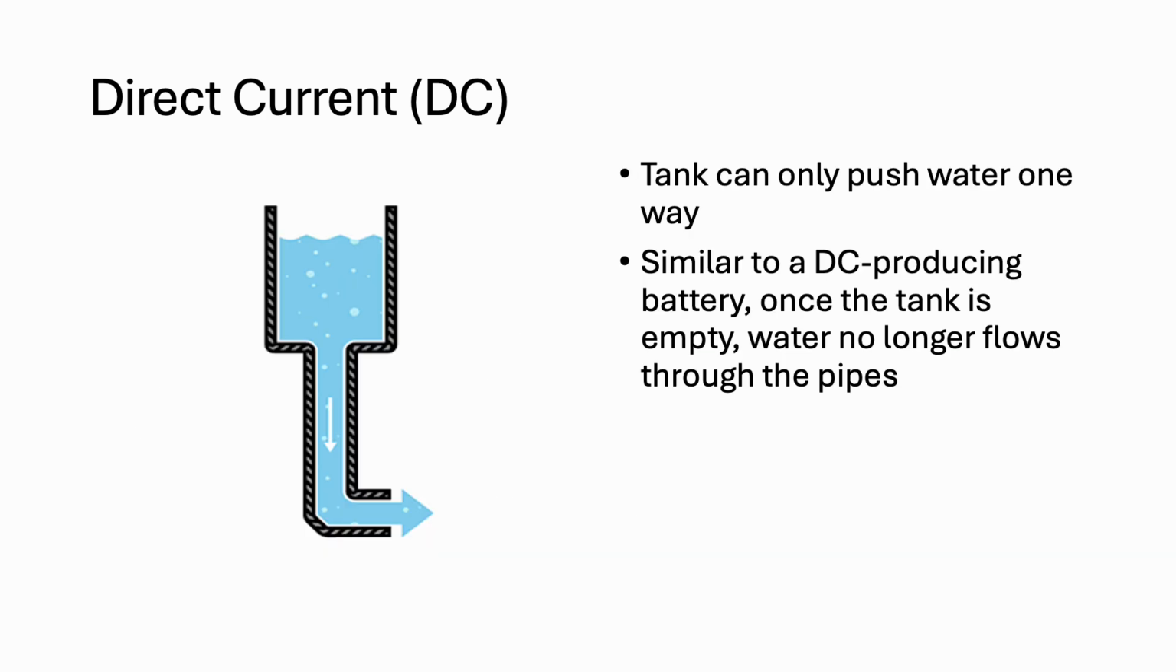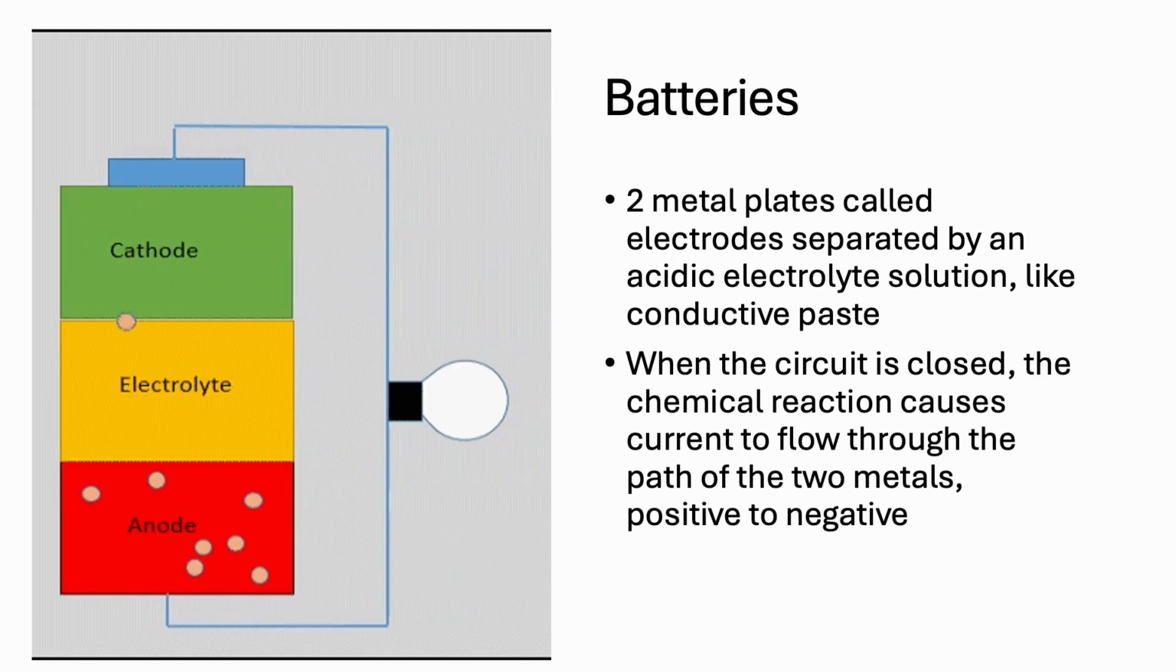A water tank is a good example of the flow of direct current from a battery. The tank is gravity fed, which means gravity pulls water down through the tank and out the pipe. Once the water is gone, the flow is gone as well. Here's a pretty neat animation I found on how a battery works and provides a DC current. Two metal plates are separated by an acidic electrolyte solution like conductive paste, which allows the flow of electrons once the circuit is closed. The chemical reaction between these two metals is the important part.